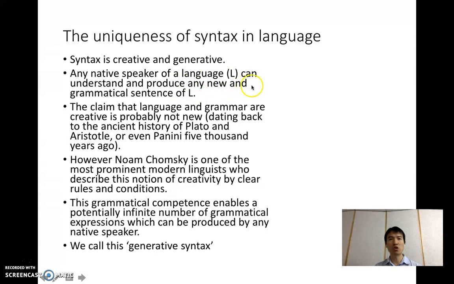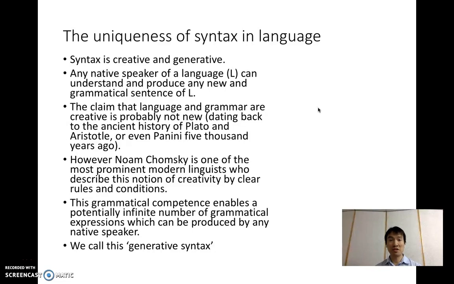So this is the detail. Any native speaker of a language, for instance Arabic, can understand and produce any new and grammatical sentence of L, which means that as long as you are a native speaker of, say, Arabic, you will understand any new sentences in Arabic. Is that correct? Yes, I think you agree, right? You don't have any difficulties understanding any new sentences of Arabic, and you have no problem whatsoever producing, that means speaking, any new and grammatical sentences of Arabic.